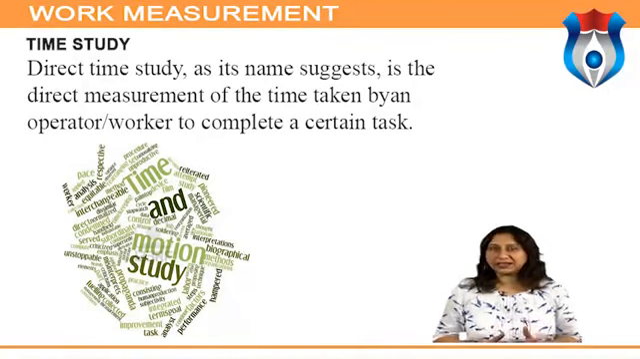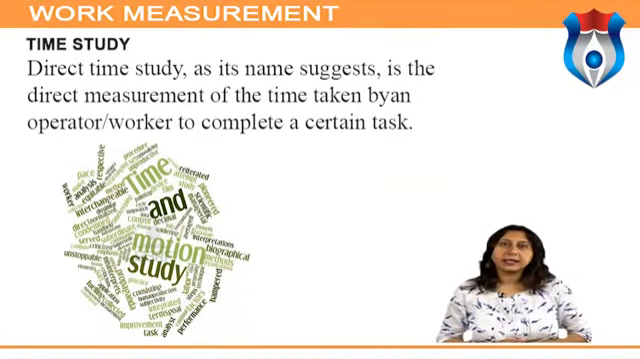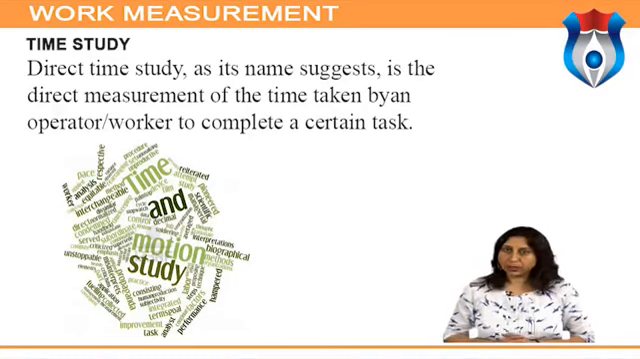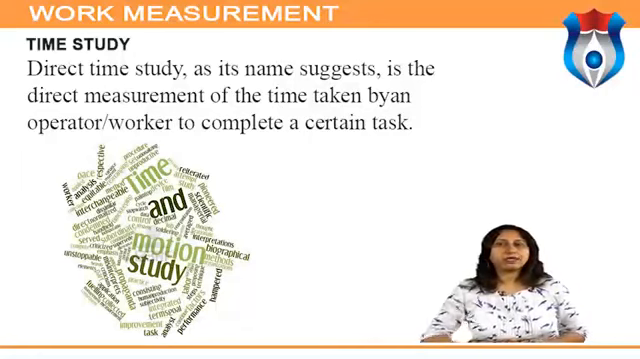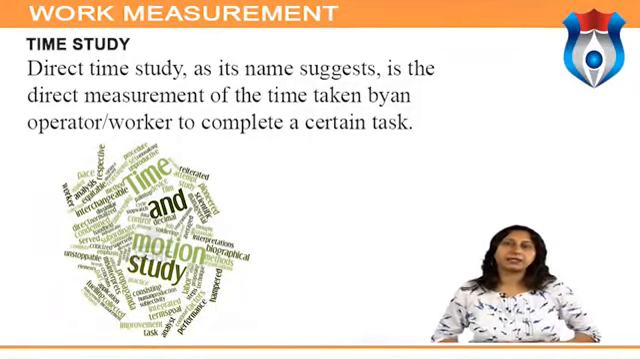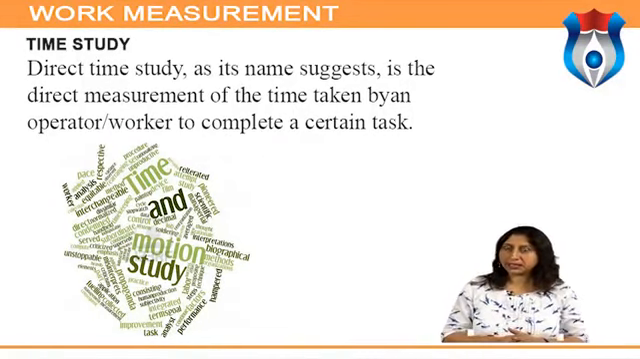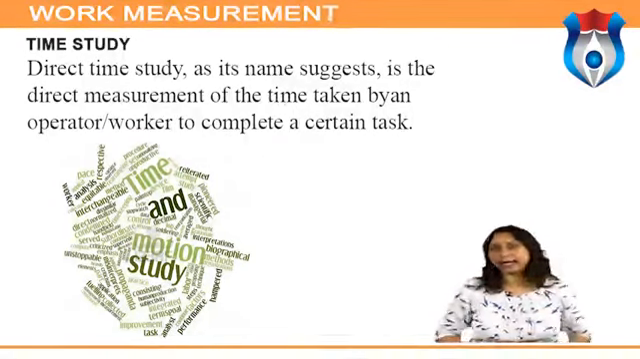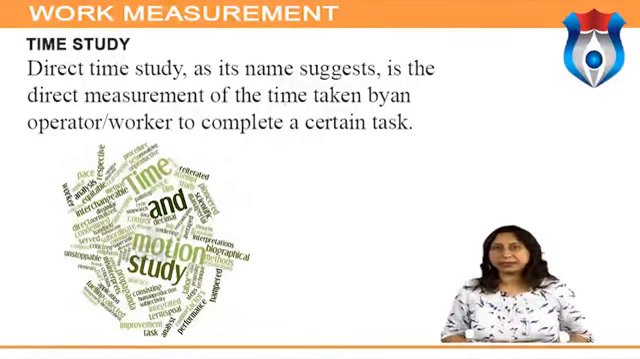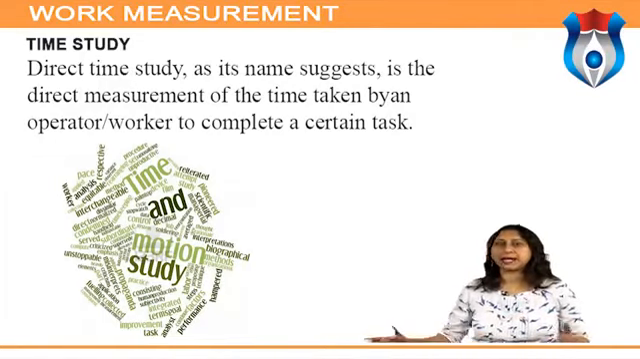Direct time study, as its name suggests, is the direct measurement of the time taken by an operator or worker to complete a certain task. It involves the subdivision of the entire task into the various work elements that it is composed of and measuring the time taken to accomplish each work element. The total operation time is then calculated as the sum of the individual work element times.